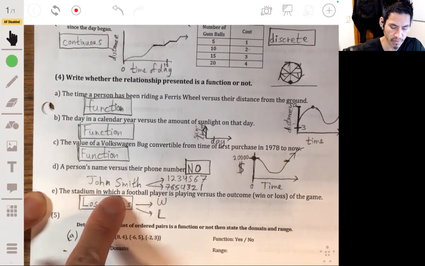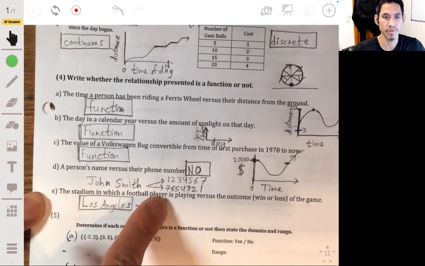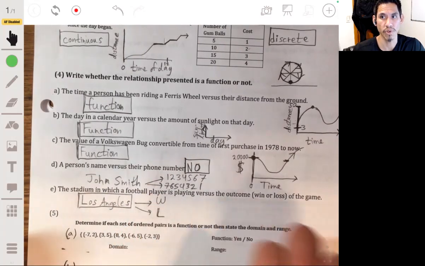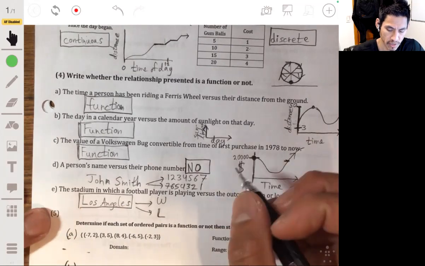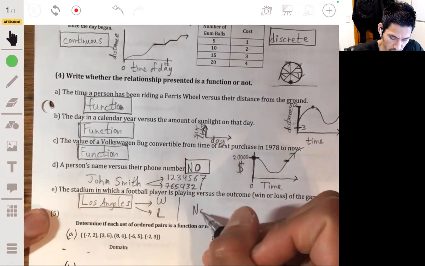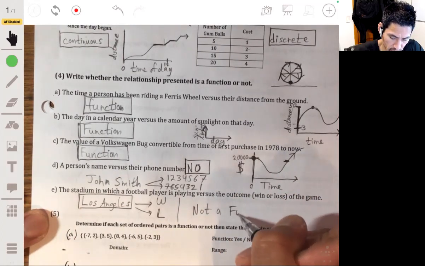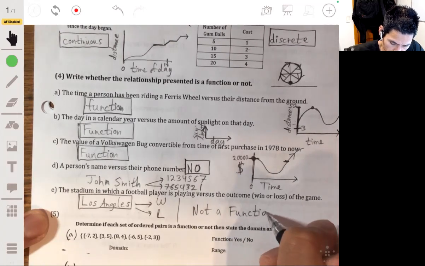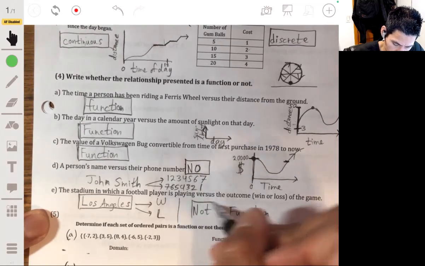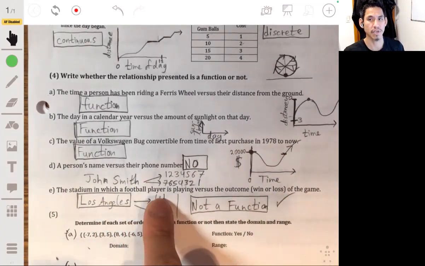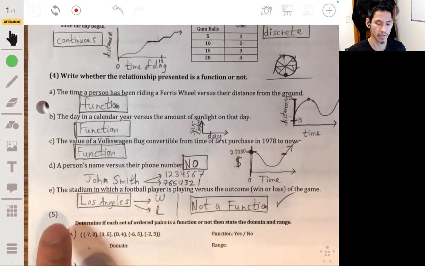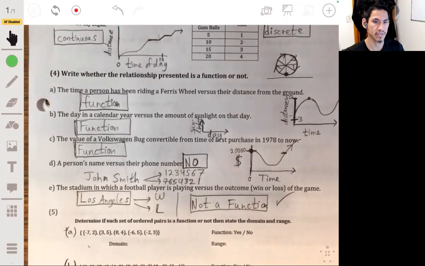the stadium could have the team win sometimes, and the stadium maybe has the team lose. It's not a function as well. A function would be if you know the input, that means you're going to know the output, as long as you have a formula, that is.